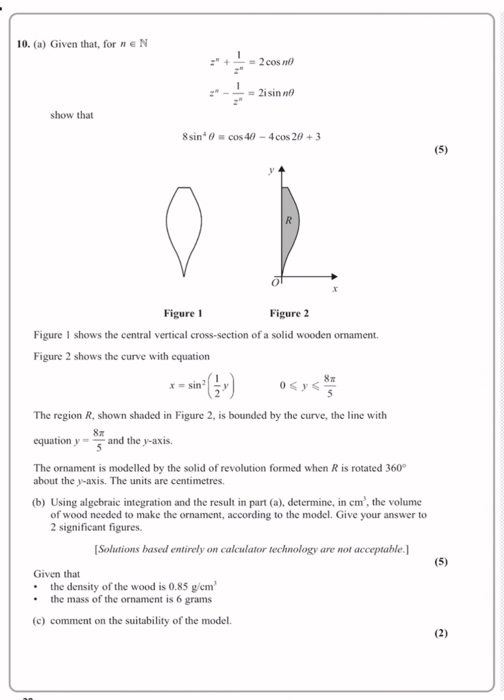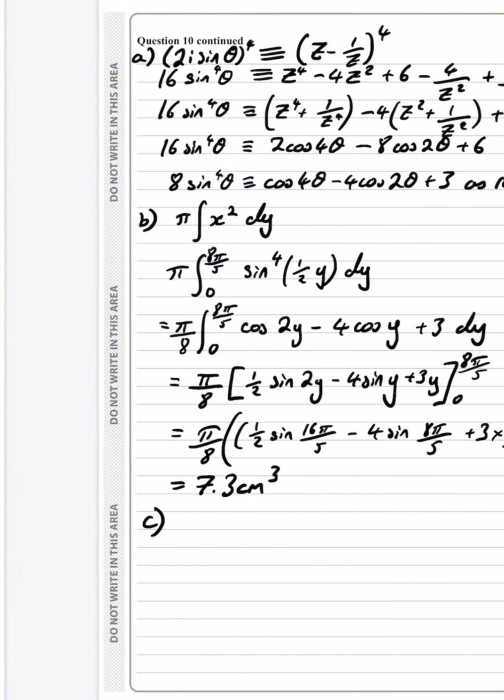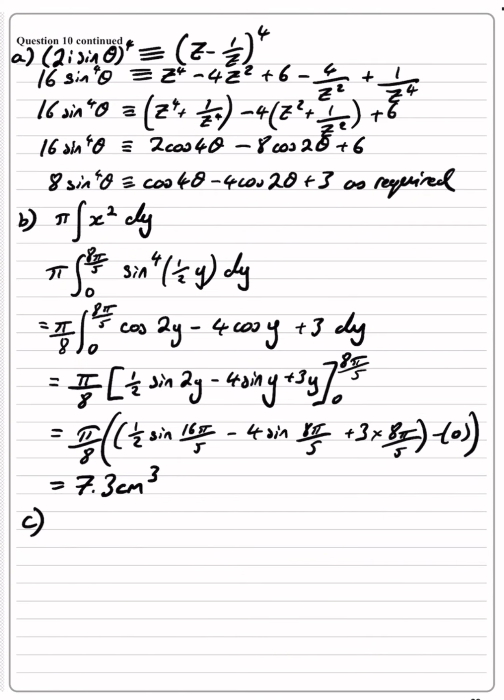Now it gives us a little bonus question at the end with the density and the mass. So if we take our volume, 7.3, and times it by the density, 0.85, it tells us that our model suggests that it would be 6.2 grams, which I think is pretty close to 6 grams. And therefore, this is a reasonable model. A nice little question to finish off there.